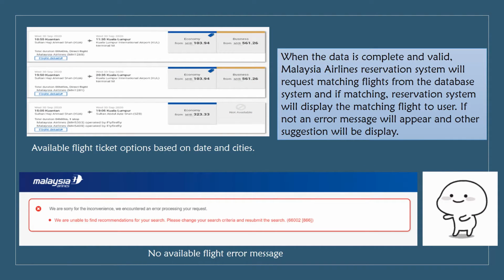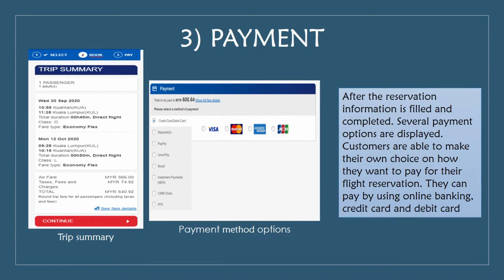When the data is complete and valid, Malaysia Airlines reservation system will request matching flight from the database system, and if matching, reservation system will display the matching flight to user, and if not, an error message will appear and other suggestions will be displayed. After the reservation information is filled and completed, several payment options are displayed. Customers are able to make their own choice on how they want to pay for their flight reservation. They can pay by using online banking, credit card, and debit card.